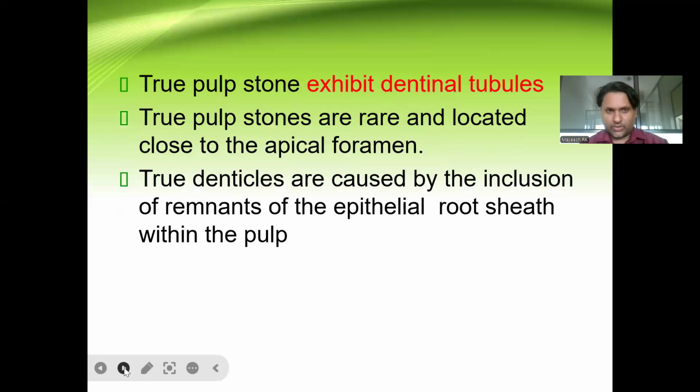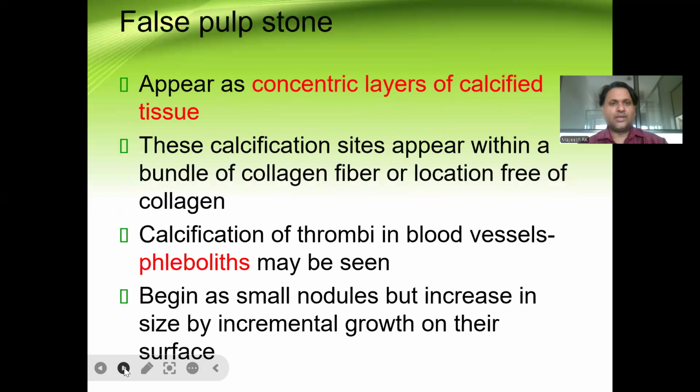Now, what are true pulp stones? True pulp stones exhibit dentinal tubules. They are rare, and they're located close to the apical foramen. They're believed to be caused by the inclusion of remnants of the epithelial root sheath within the pulp. So the true pulp stones exhibit dentinal tubules, whereas false pulp stones appear as concentric layers of calcified tissue.